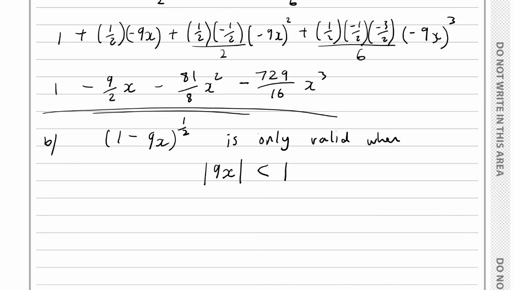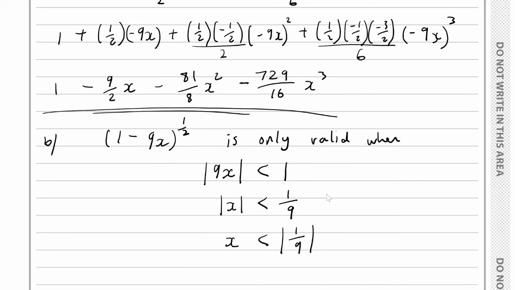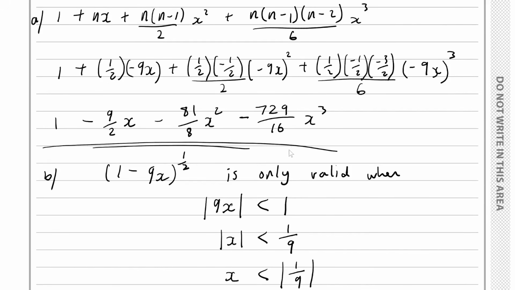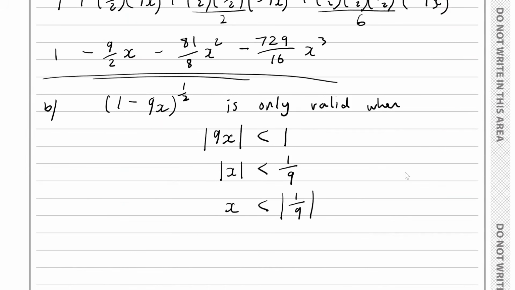So the value of the 9x has got to be between negative 1 and 1. It can't be bigger than 1. And if you divide both sides by 9, we could say the modulus of x has got to be less than 1/9. So x can only be between negative 1/9 and plus 1/9. That's the only range we can use the expansion for. And minus 2/9 is not within that range.